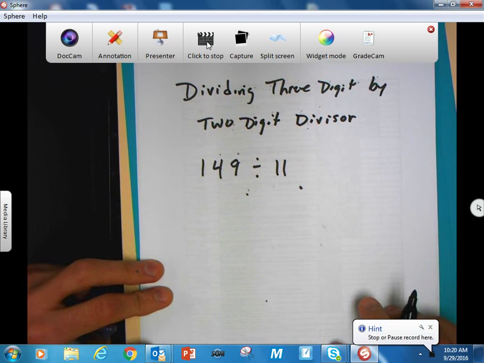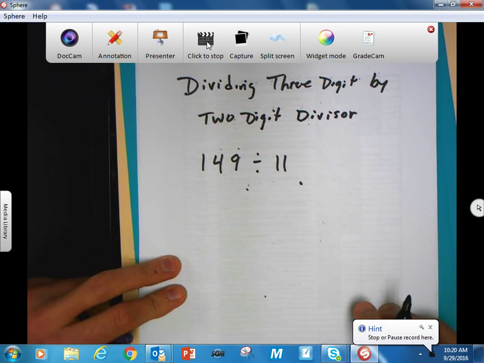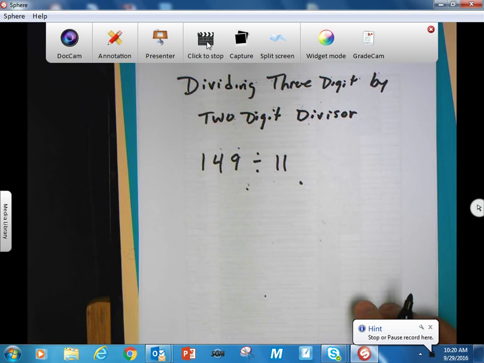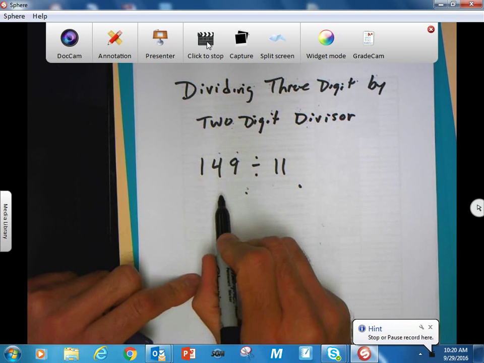Dividing 3-digit by 2-digit divisors. Our equation is 149 divided by 11. Before we begin, we should always estimate. As we always do, we'll use rounding to help us estimate.